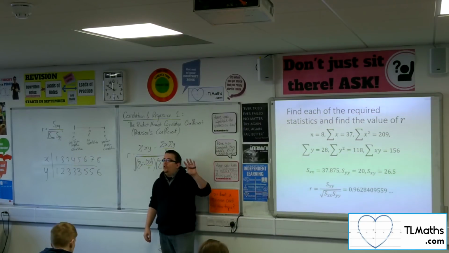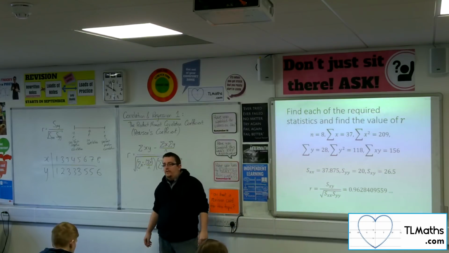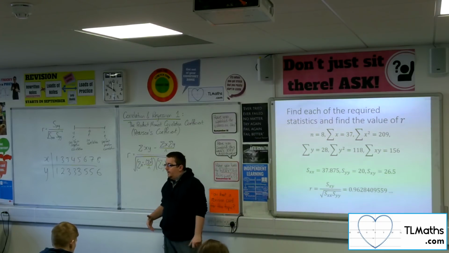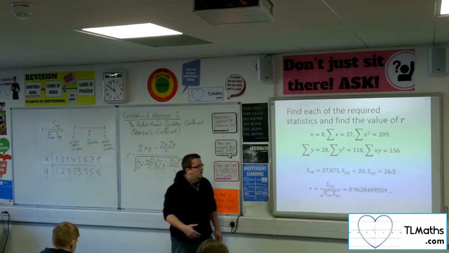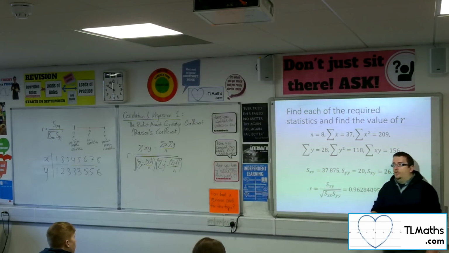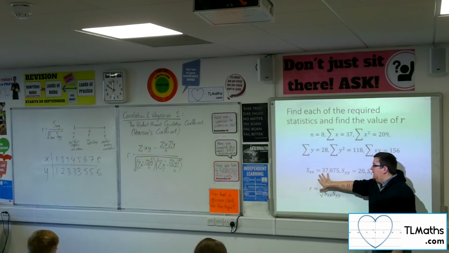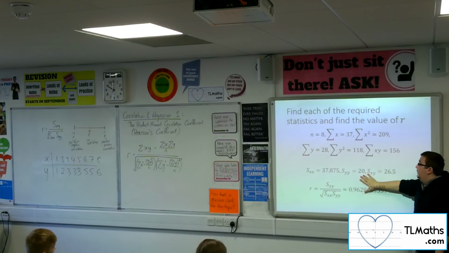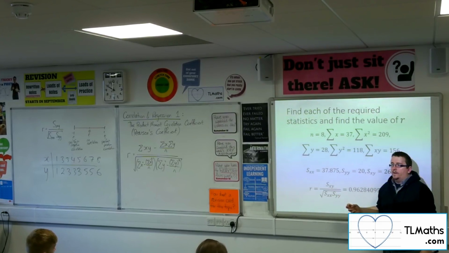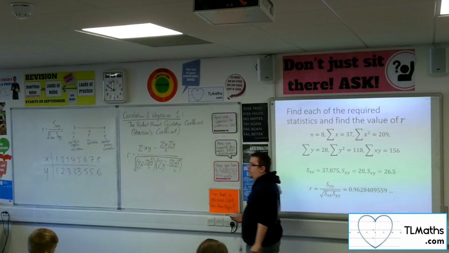Right. Now, what you should get is 0.963 to 3 sig fig. Now look what I've done. This can help you break this problem down into pieces: some of the squares of the x's, some of the squares of the y's, some of the xy's, and then plugging them into the formula. You might find it easier that way than trying to do it all in one go.